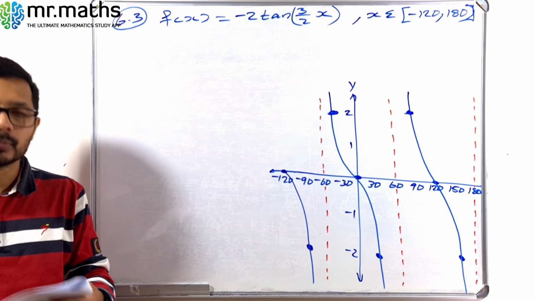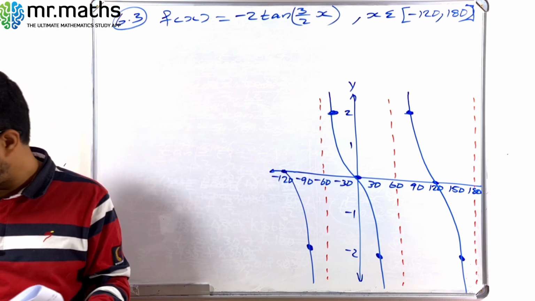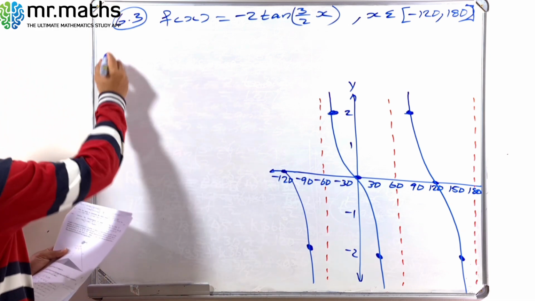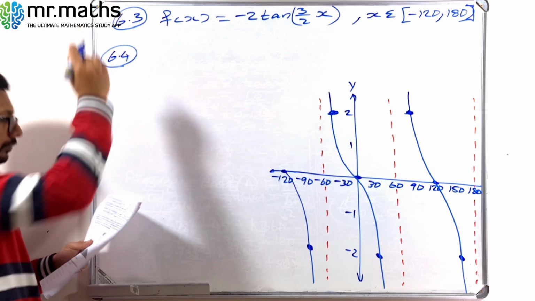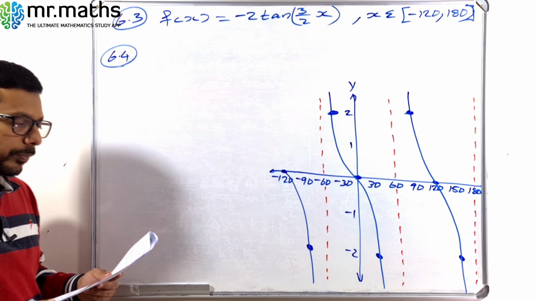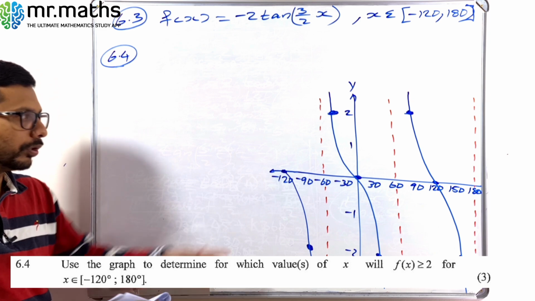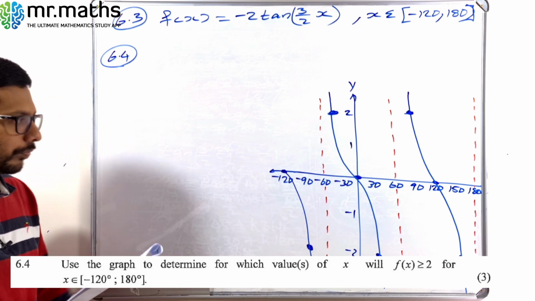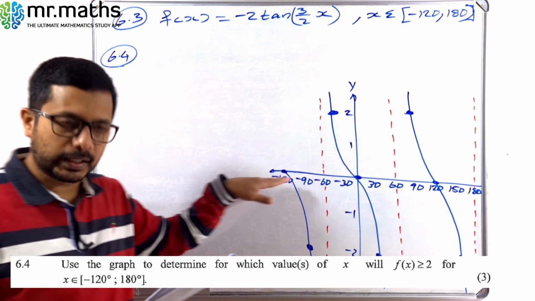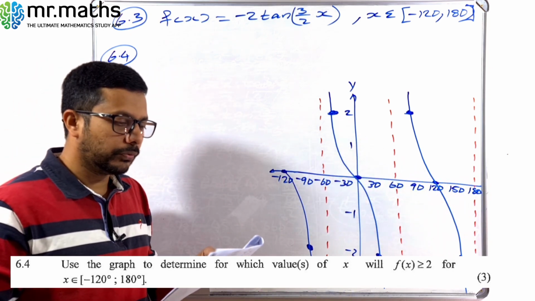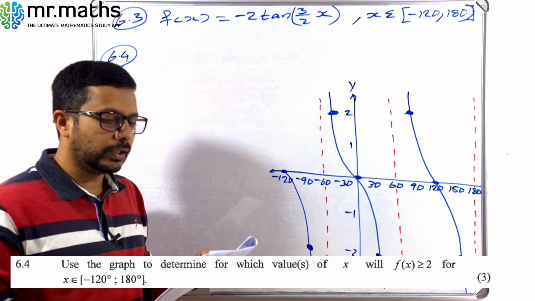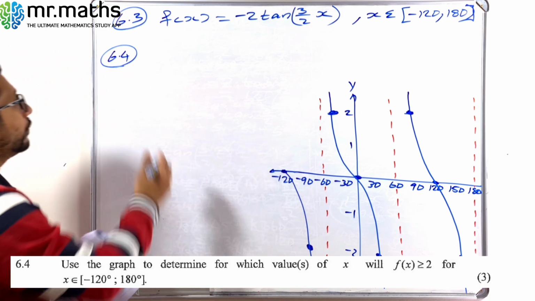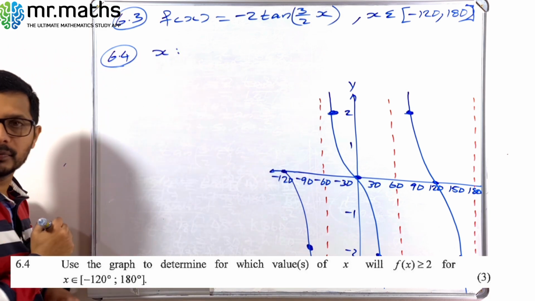Now let's move to 6.4. What is that question? Question number 6.4: use the graph to determine for which values of x. You have to use this graph to find the values of x for which f of x is greater than or equal to 2.